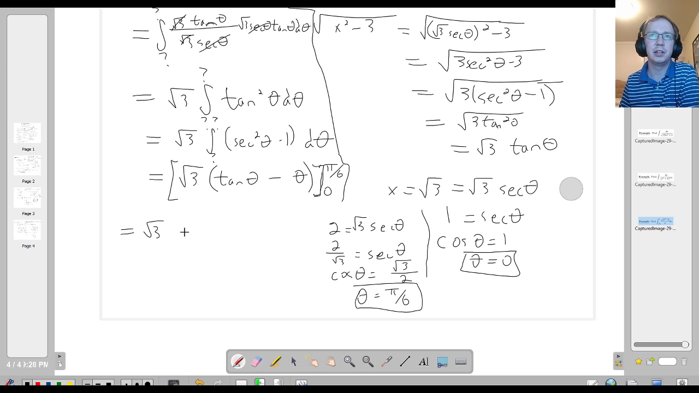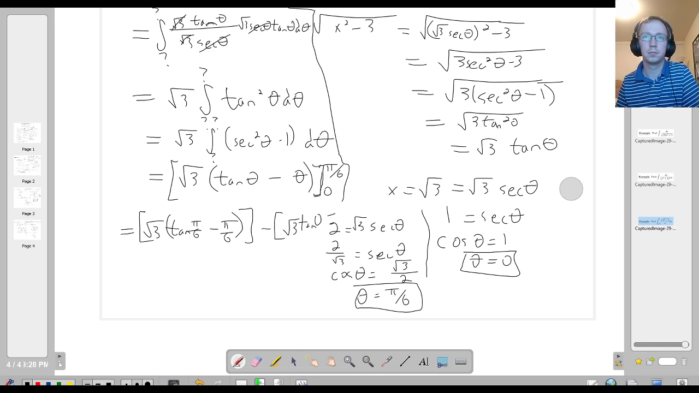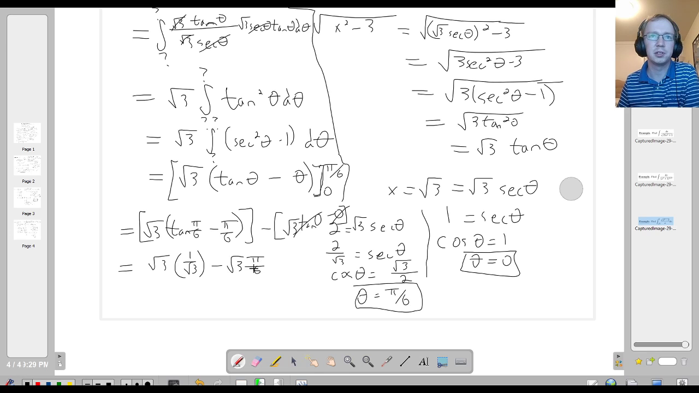So let's start by plugging in pi over 6. And then we'll finish by plugging in 0. The good news is the tangent of 0 is 0, and that's just 0. So I really just need to deal with this term. So let's see, the tangent of pi over 6. That's going to be 1 over root 3. And here I've just got pi over 6. So this is 1 over root 3 minus pi over 6, which is the same as root 3 over 3 minus pi over 6.